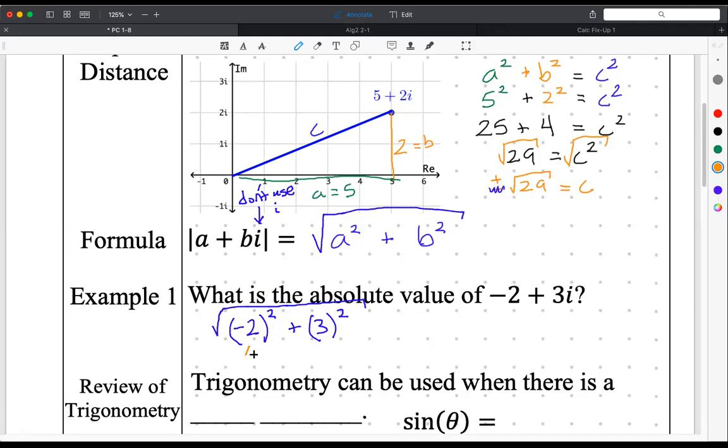And then what about 3 squared? 6. Careful, 3 times 3. Oh, 9. 9. And then add them together. 13. There it is, square root of 13. Aurelio and Oscar have worked together to find the absolute value or the magnitude of -2 plus 3i.